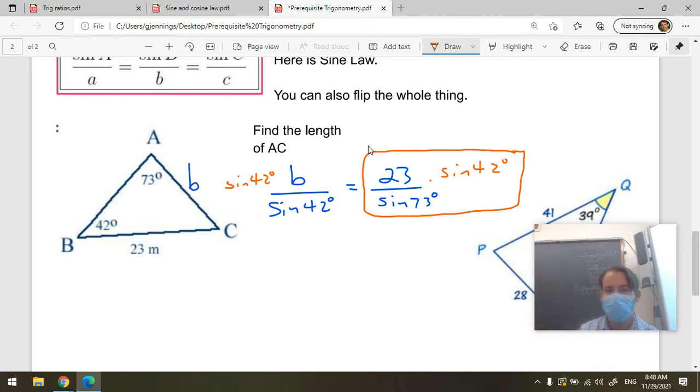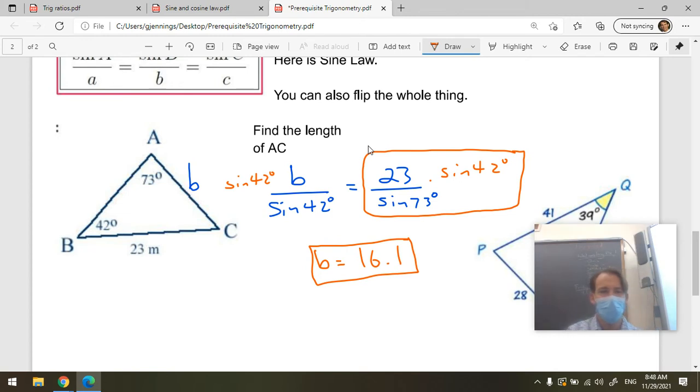So what is side B? This is what I punched on my calculator. I go 23 multiplied by the sine of 42, and then I'm going to put equals is 15.3, and then I divide by sine of 73 equals 16.09, so 16.1. So we'll say B is equal to 16.1.